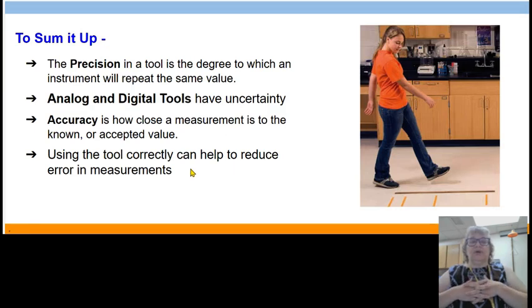To sum it up, the precision in a tool is the degree to which an instrument will repeat the same value. Analog and digital tools have uncertainty. Accuracy is how close a measurement is to the known or accepted value. And using the tool correctly can help you to reduce error in your measurements.